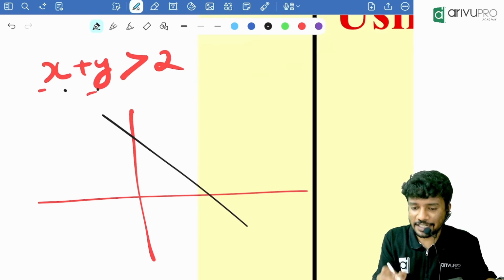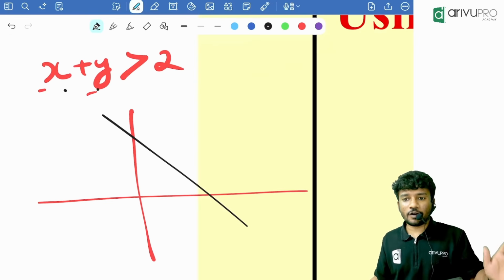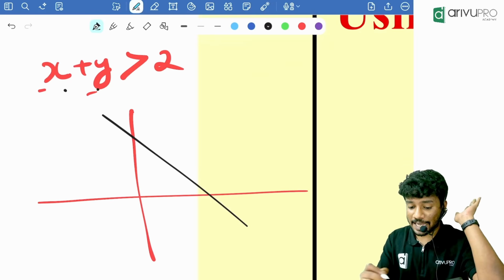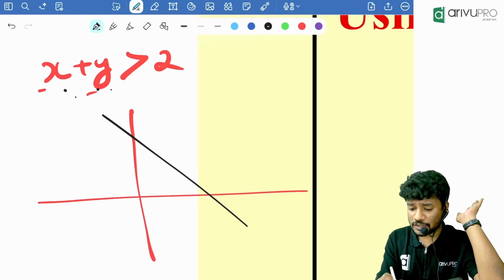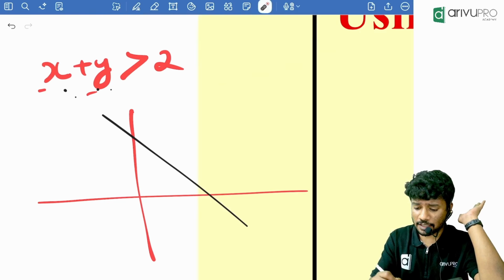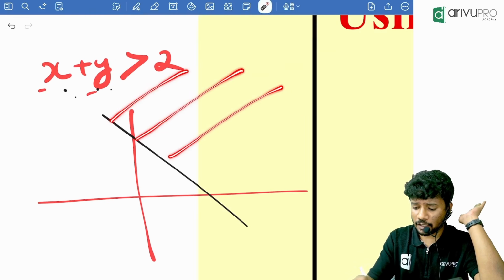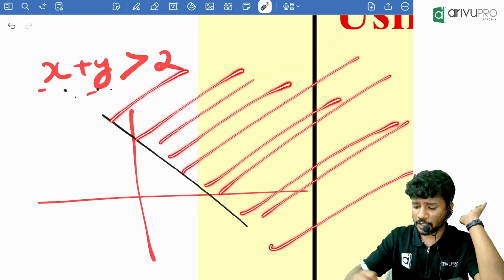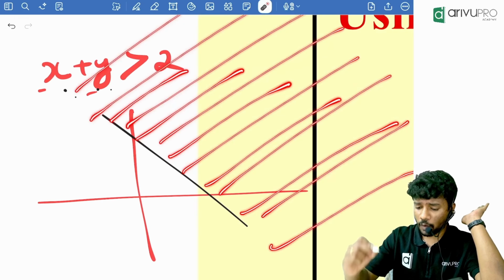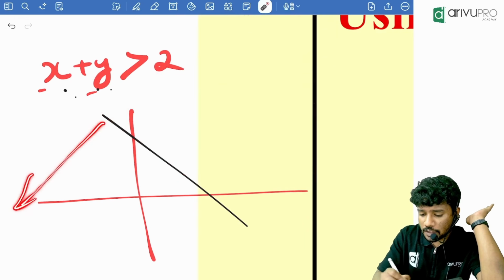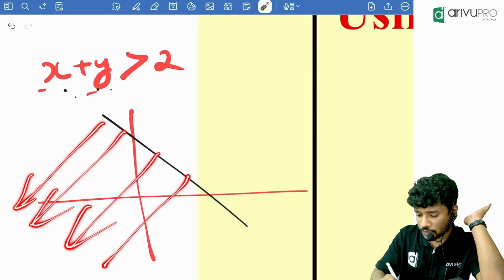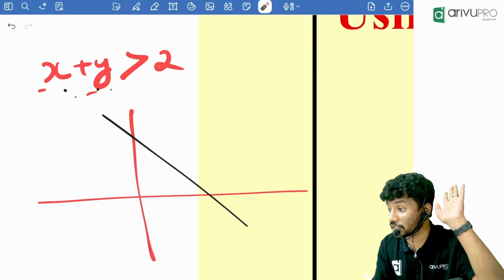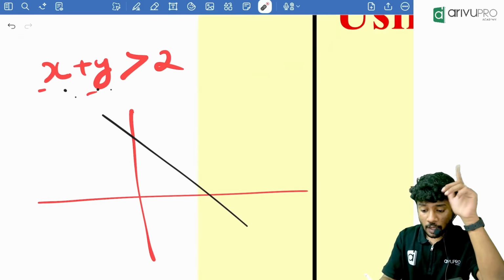Now, my question. x plus y is greater than 2. What all possibilities are there? What all values are possible? Can you tell me? How will the area under the graph look? Will the area be towards this side? Are all the points coming under this side, or are all the points coming towards this side of the graph? We need to check. That is the question which comes for examination. Now, how to get this?